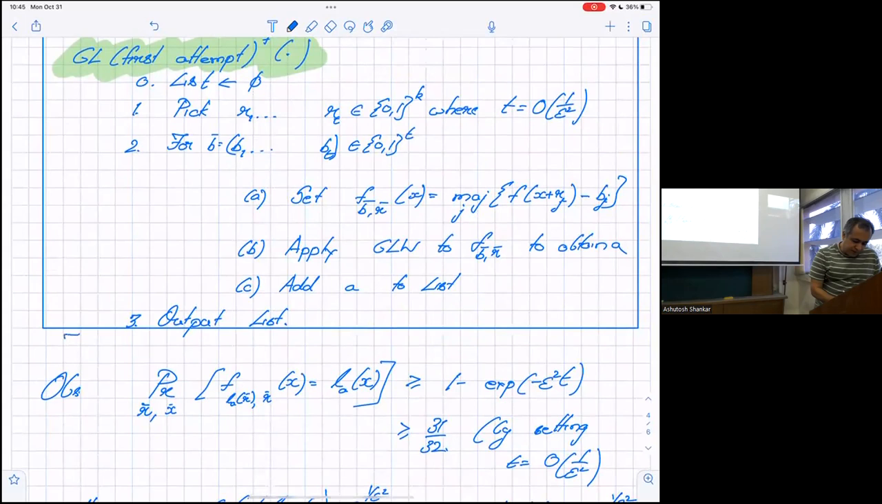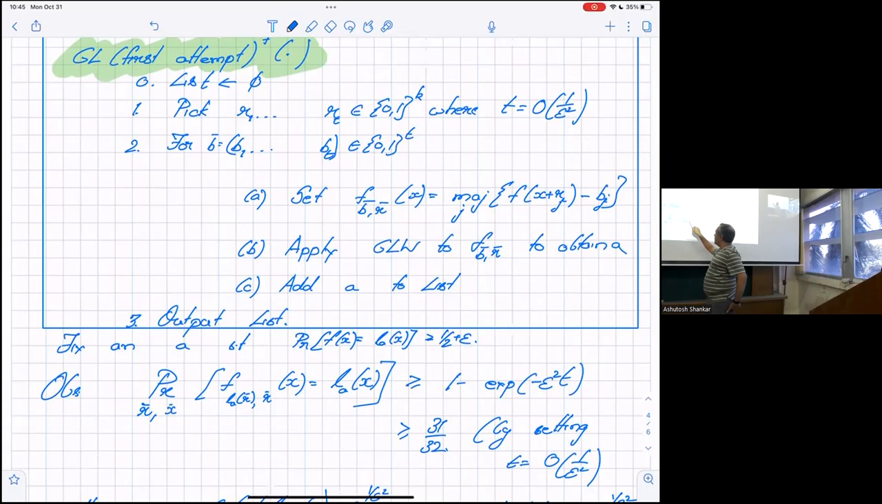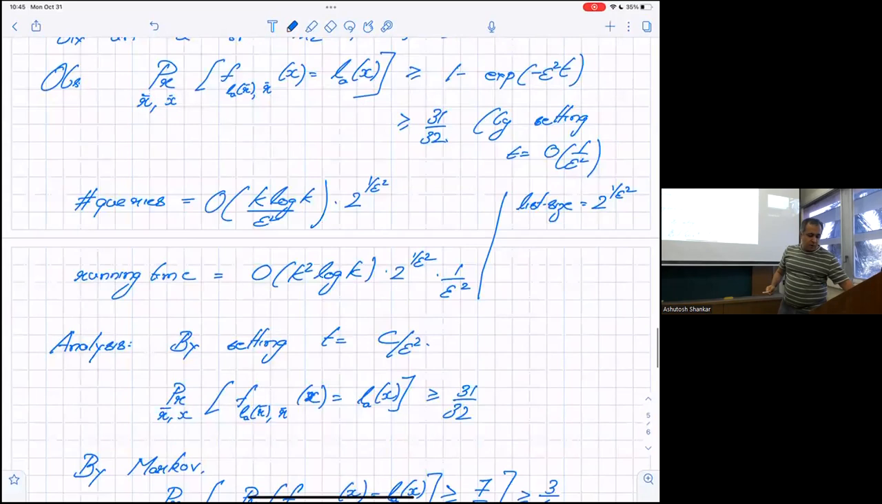So fix an A such that the probability that f of x equals LA of x is greater than or equal to ½ ε. Fix one of these A's. Now for this A, we do know that this happens. For this A, over the random choice of R bar and X bar, this guy is equal to this. Hence, for this particular A, we also have this quantity.